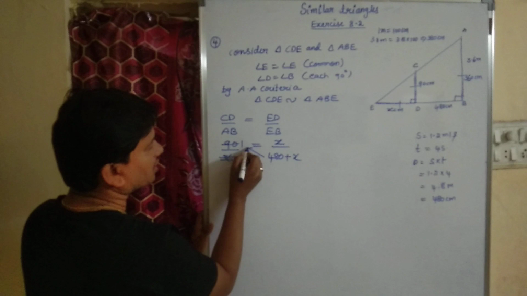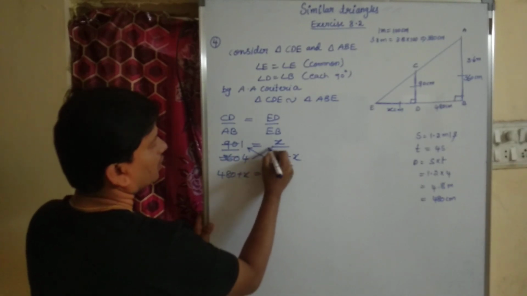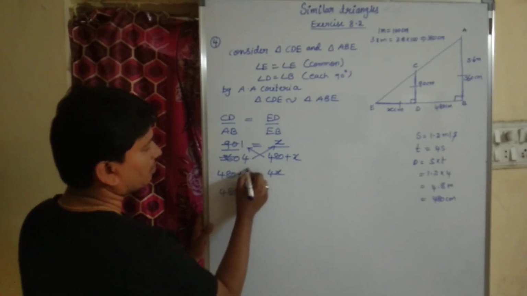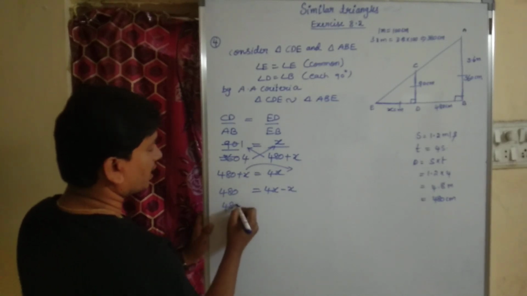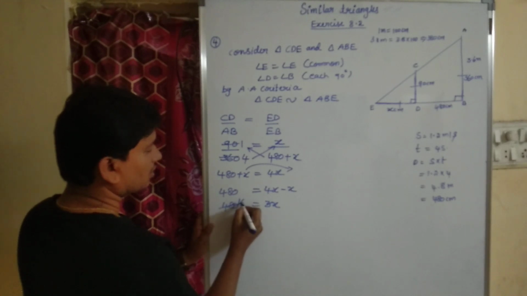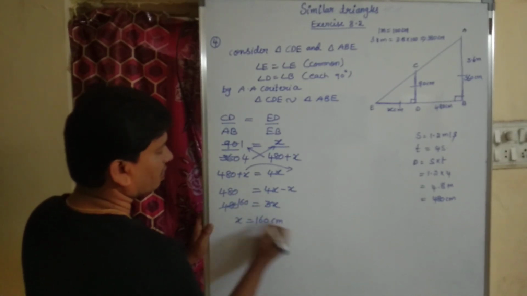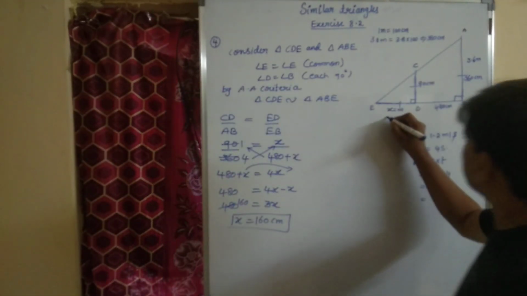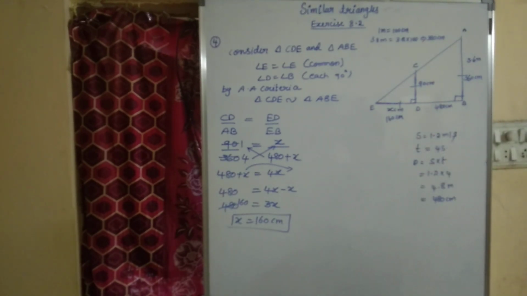Now cross multiplication: 1 into (480 plus x) is equal to 4 into x, 4x. Let it be 480 here only, plus x you transpose, 4x minus x. So 480 equal to 4x minus x, 3x. So x is 160. What is the length of her shadow after 4 seconds? Her shadow length is 160 centimeter.